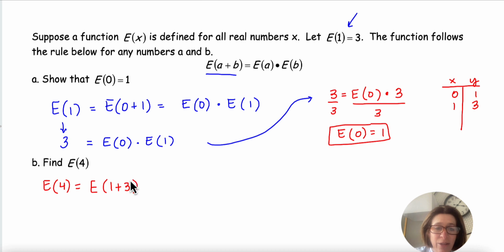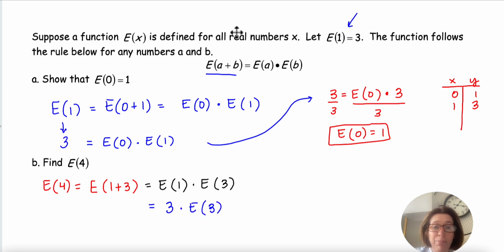All right, which is equal to e of 1 times e of 3. Okay, are we good with that? So e of 1, we already know is 3. So this gives me 3 times e of 3. Now I've got to break up e of 3. It's really kind of cool now.